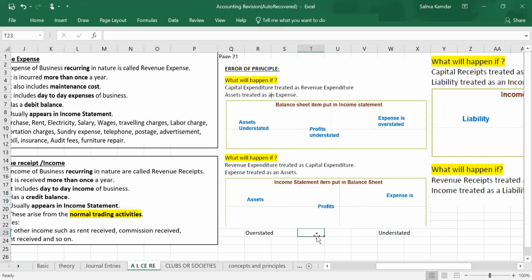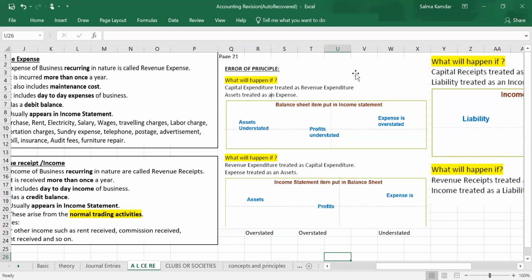What will happen to the profits? Profit would also be overstated. If expense is understated, your profits will automatically be overstated. Are you with me? Yeah. Okay, fine. This is happening when you're treating your revenue expenditure as capital expenditure. Now tell me what happens if you treat your capital expenditure as revenue expenditure.